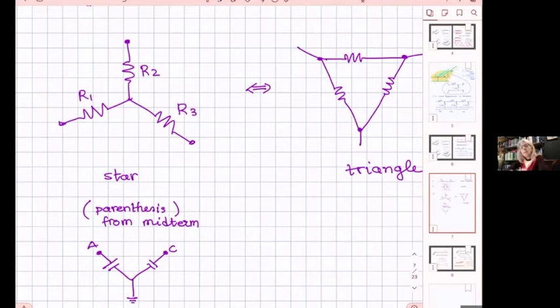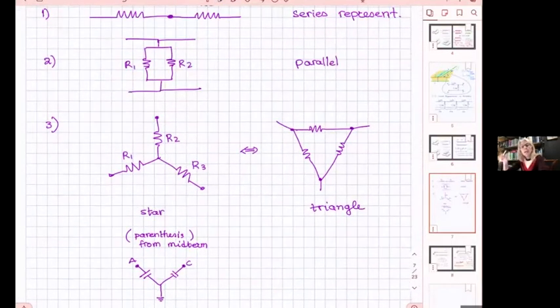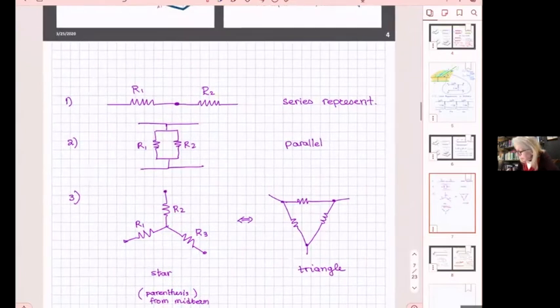These are fundamental, but they are called fundamental because they cannot be reduced any further. That's all that I wanted to tell you. They are fundamental because they cannot be reduced any further. So you remember that.